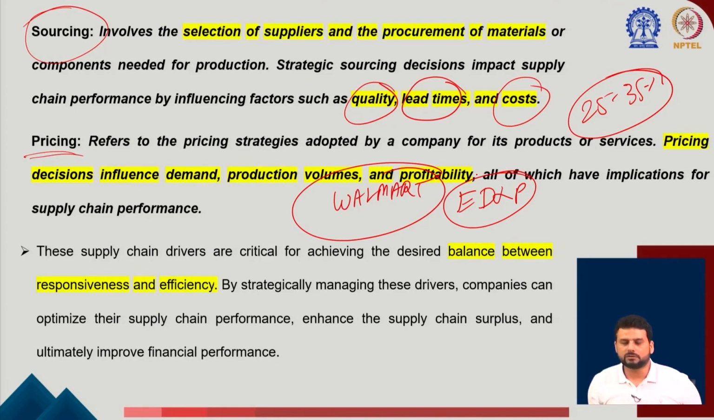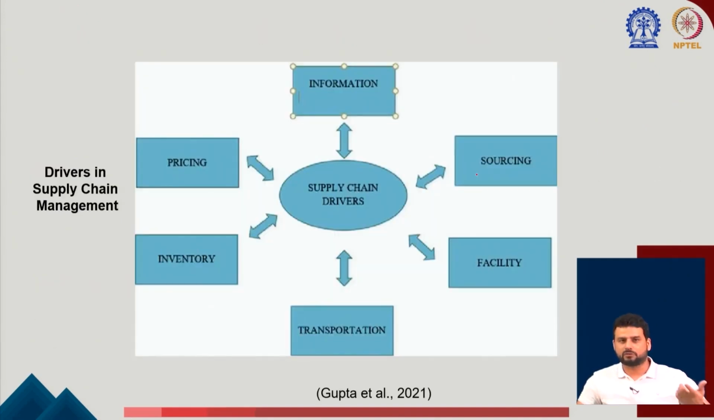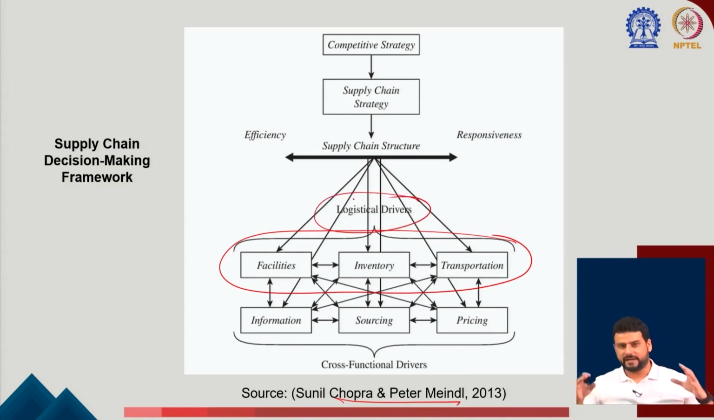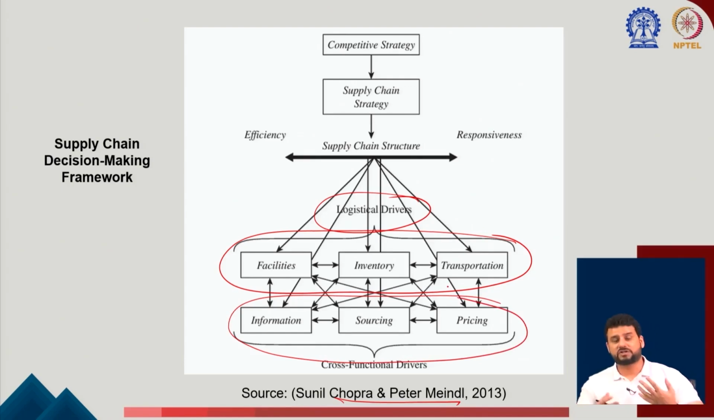So you can just see how these 6 drivers, which we will see in detail, will affect your performance and will add to the cost, right? So quickly we'll go through all these. As per Chopra and Meindl, they have divided these 6: first, facility, inventory and transportation as logistical drivers. They are related to logistic activity, where you are shipping, you are storing, you are producing inventory, right? And these are cross-functional drivers, which touch different functional units. So that depends upon the scope of these particular drivers, right?